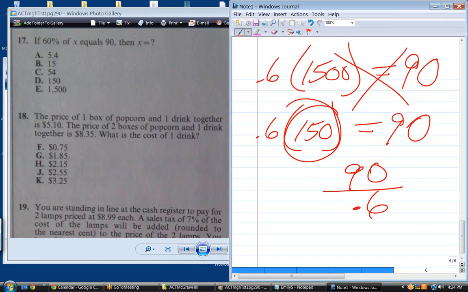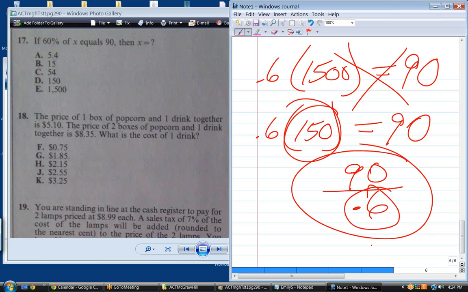Something good to remember, Emily. If you are dividing a number by a number less than 1, it's going to get bigger. If you are dividing a number by a number greater than 1, it's going to get smaller. Well, 0.6 is less than 1. So when we divide 90 by a number less than 1, we better get a number greater than 90.